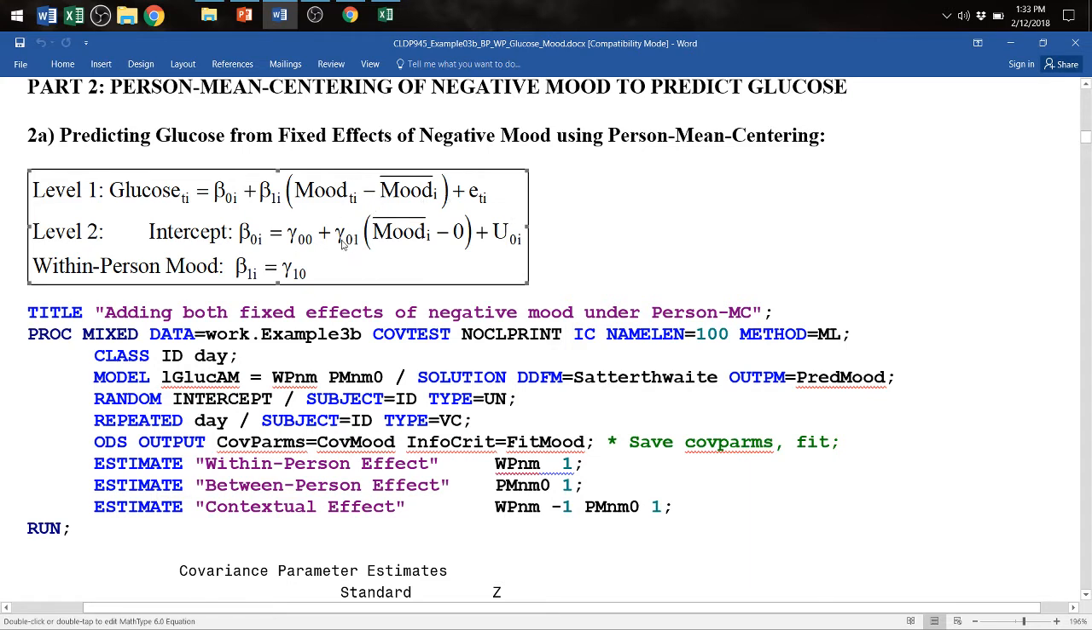At level 2 then, in the model for the intercept beta 0, I've included a fixed effect for person mean mood, and again just using the -0 to remind you that it hasn't been centered at any new constant. 0 is the average for the sample. Right now I have a beta 1, which is going to be my within person effective mood. That is one single thing right here. Is gamma 10 a fixed effect or a random effect?